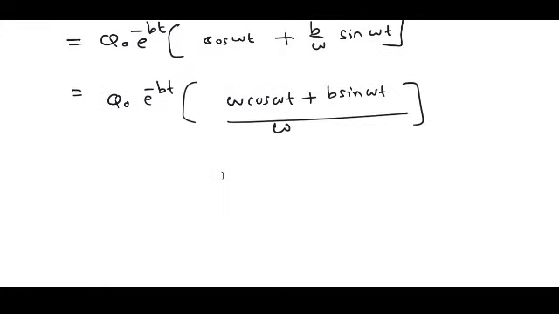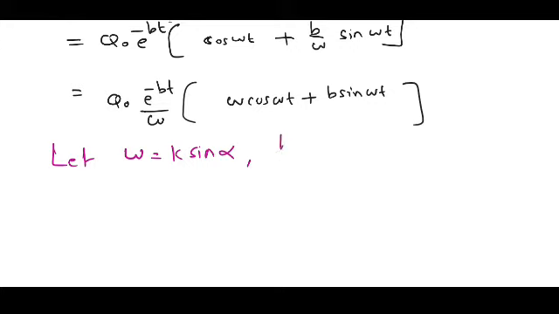That is, next step I take this omega to the left, that is, this will be omega. Okay, now to further simplify this equation, I put, let omega is equal to k sin alpha and b is equal to k cos alpha. The same procedure we did in the previous lecture, that is, in the case of the growth of charge in an LCR circuit. That is why I do it fast.